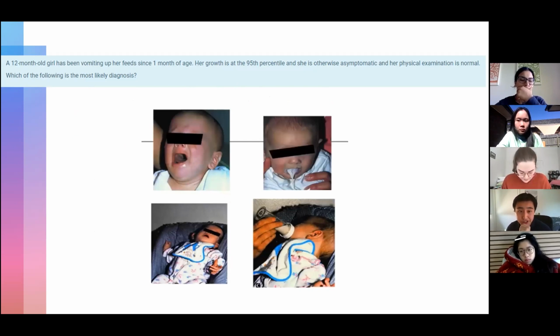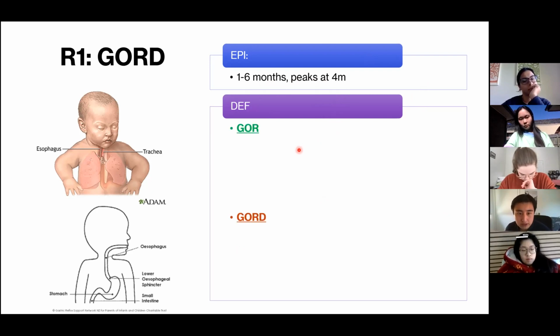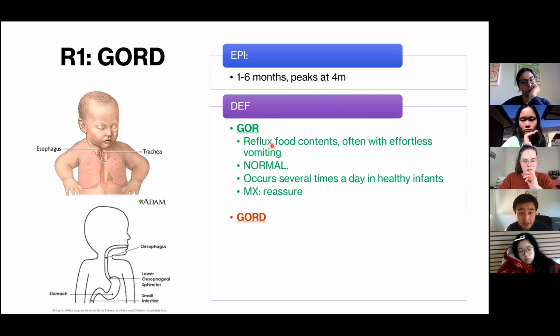So this is gastroesophageal reflux. So we're going to be talking about GORD. GORD typically occurs in a young child that's less than 6 months, and it peaks at around 4 months. So anything beyond 6 months or 1 year, you really want to think about something else. When thinking about GORD, it's important to distinguish what's normal from what's abnormal. So GOR, or gastroesophageal reflux, is benign. That's essentially just reflux of your food contents, which leads to vomiting. Now, this is normal because in children, if you look at their esophagus, it is much shorter compared to an adult.